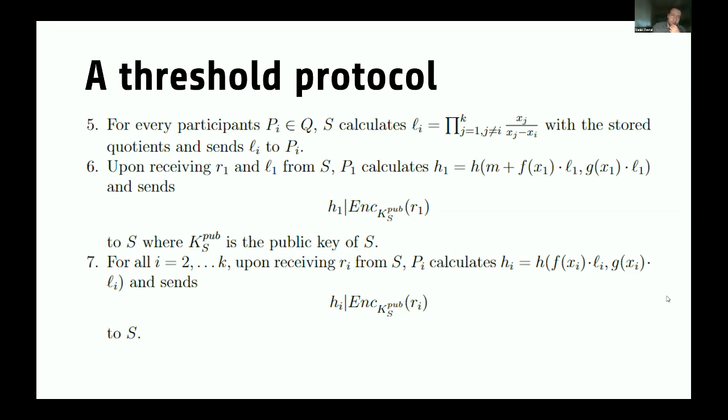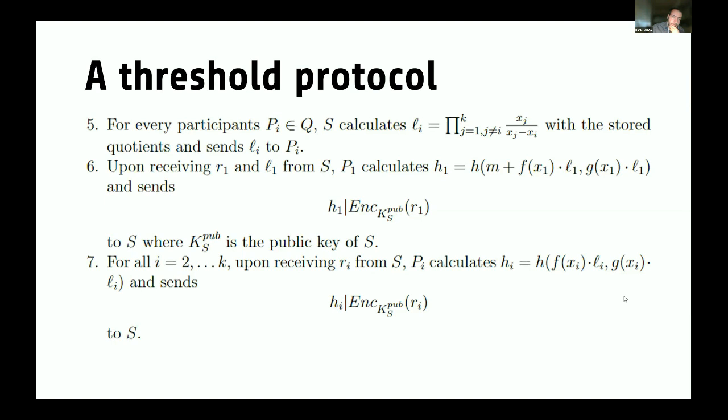Upon receiving R1 and L1 from S, P1 calculates the hash value, which in this case is the hash of m plus f of x1 times L1 and g of x1 times L1. At this point, P1 knows the message that he wants to anonymize, and he also knows f of x1 and g of x1 and L1 because he received them from the server. He sends this value back to the server together with the encrypted R1.